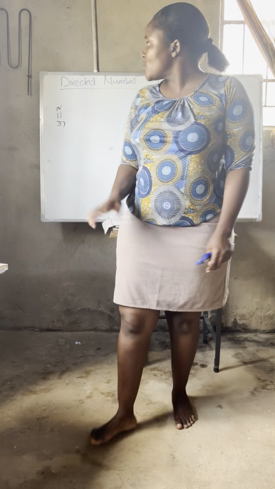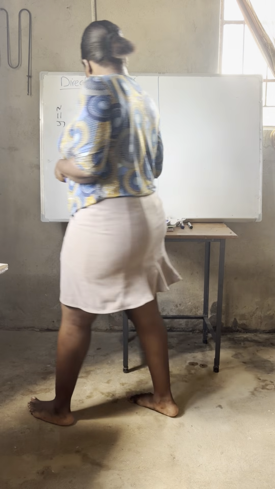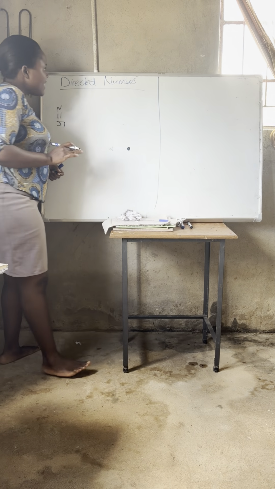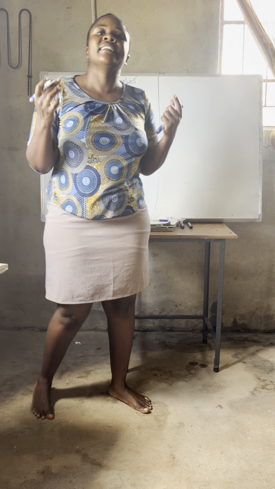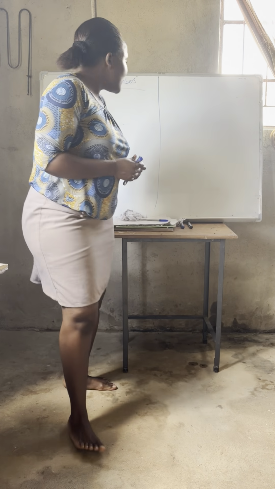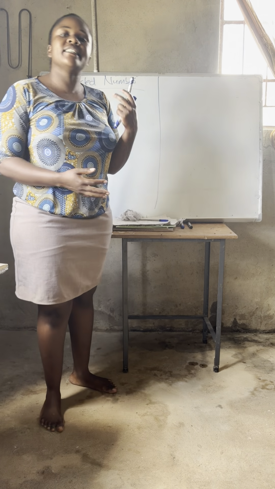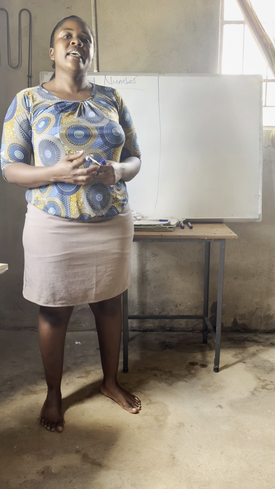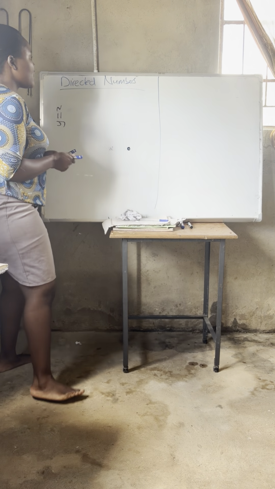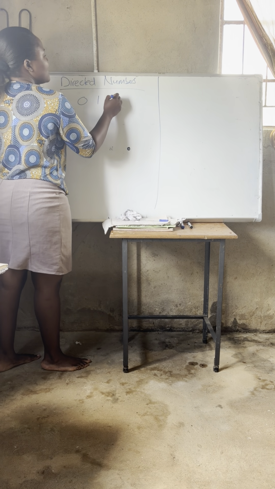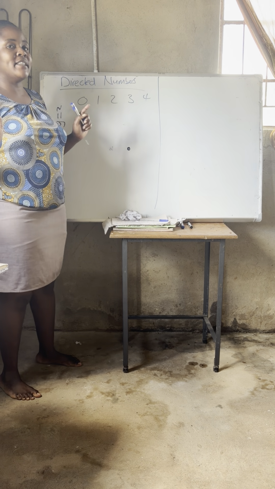Today we are going to learn about directed numbers. Let's start with defining what directed numbers are. Directed numbers are positive and negative whole numbers, including zero. Whole numbers start from 0, for example, 0, 1, 2, 3, 4, and so on.